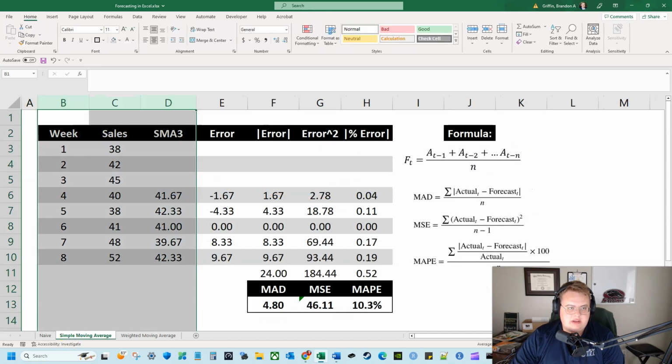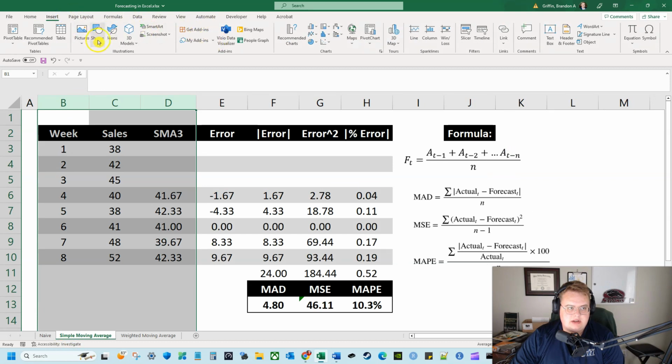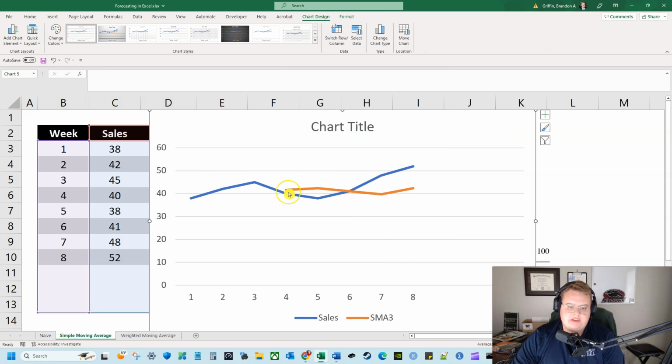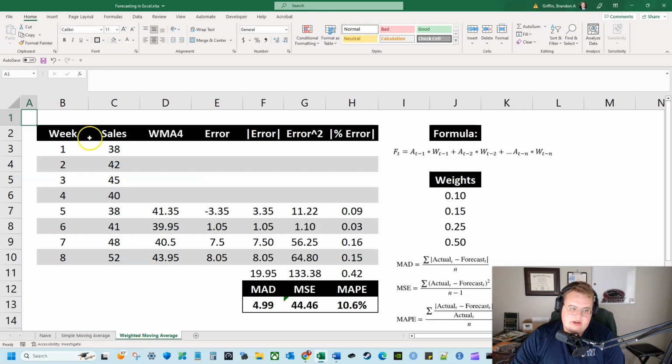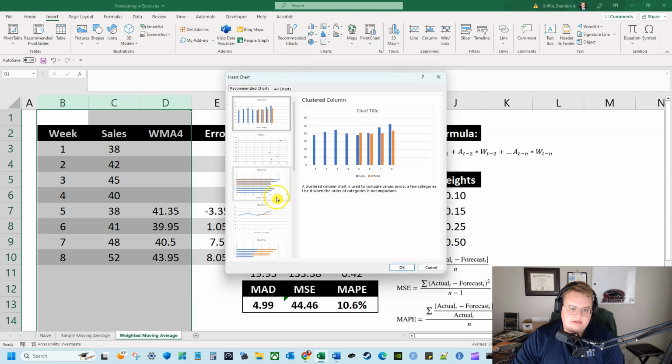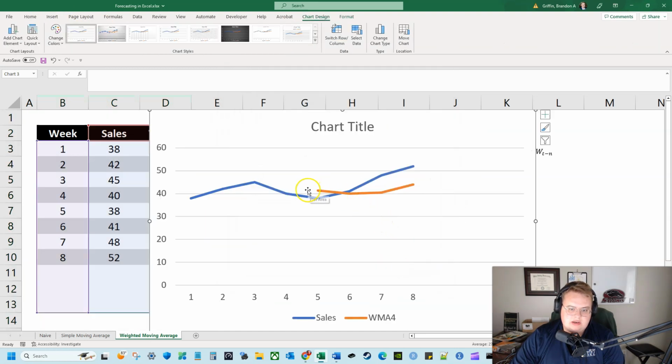If we do the exact same thing for our simple moving average, if we insert a chart, we can see that the simple moving average seems like it's a lot more flat and there's a lot more distance. So that is where that difference in error comes in. All right, and lastly, we have weighted moving average, which we're not going to have a ton of information just because I only calculated 4 weeks. So let's put in that recommended chart. But here we can see that it's a lot more flat. So when you're using a lot more weeks, when you are actually doing your forecasting, it can seem like your data is a lot more flat.